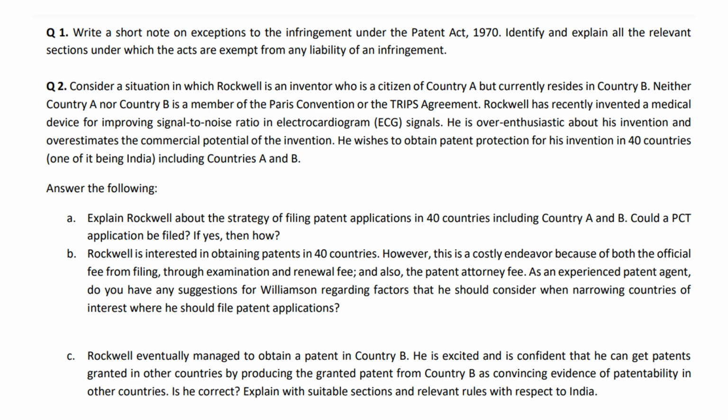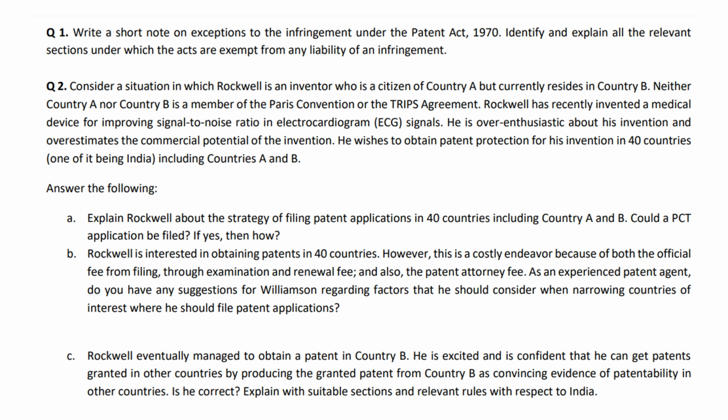Question number 1. Write a short note on exceptions to the infringement under Patents Act 1970. Identify and explain all the relevant sections. So all relevant sections are section 47, section 49, section 99, 100, and 101. Then 107A, and both the provisions of this 107A. So you present the fact of the case, exceptions to infringement, following are the relevant sections, and then explain each section in not more than 2 to 3 lines.